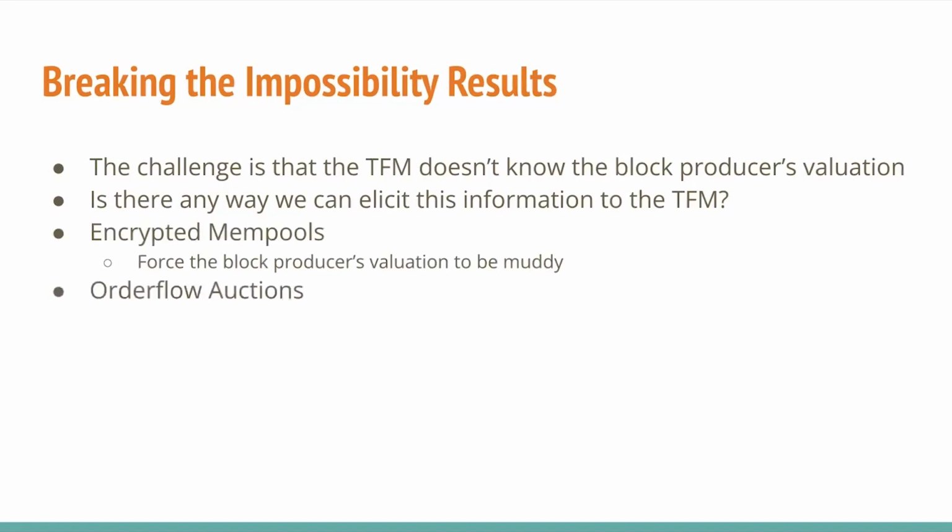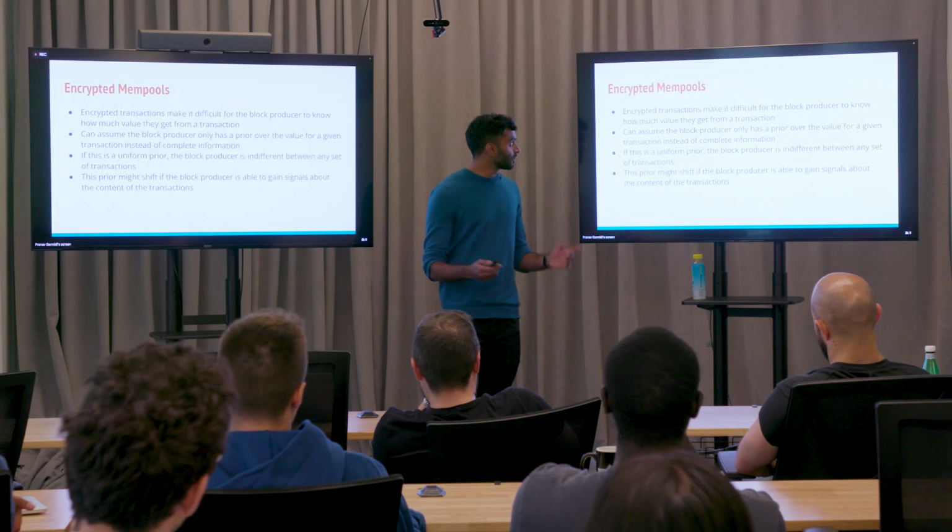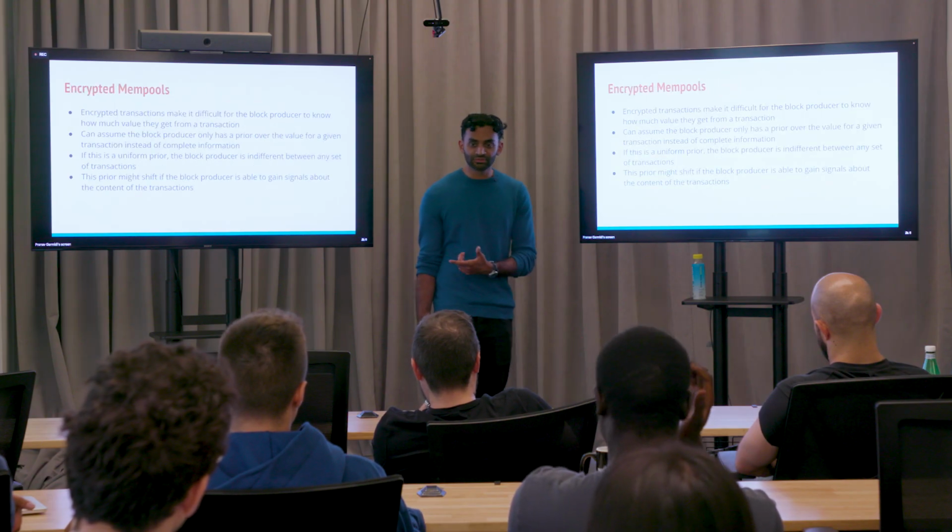And then the other thing is order flow auctions, where you have searchers compete. And here is where we're using the outcome of these searcher auctions to get information about transaction level MEV. And the last thing is this PBS and MEV burn, which I was saying is using the builder auctions instead to get information about the block level MEV. And so we'll go into a bit more detail on these three different things.